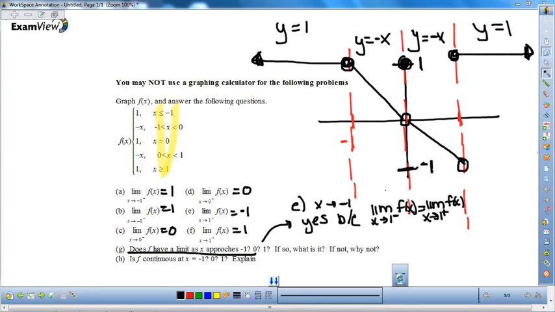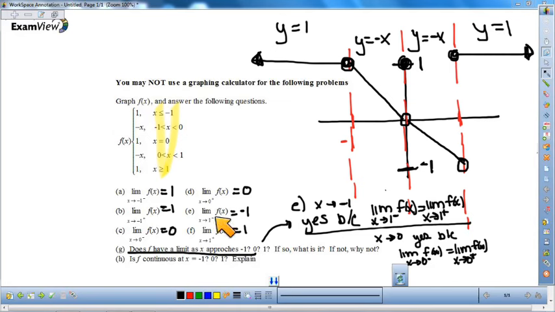For 0, as x approaches 0 from the left, it's the same as x approaches 0 from the right. So the limit also exists at x equals 0, because the limit as I come from the left of 0 is the same as the limit as I come from the right of 0. For 1, the limit will not exist because the limit from the left is -1, but the limit from the right would be 1.